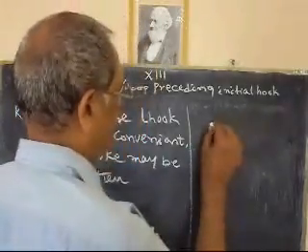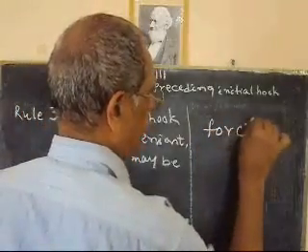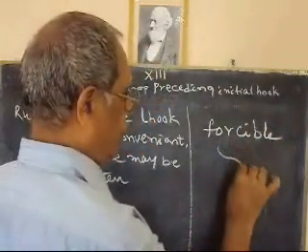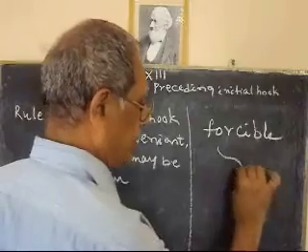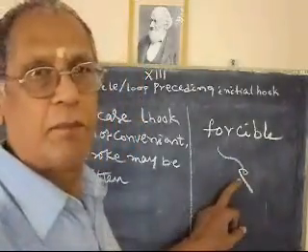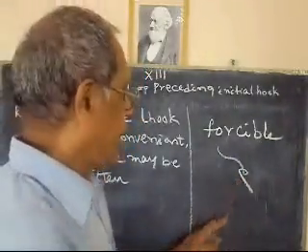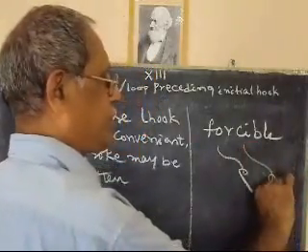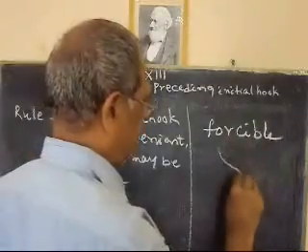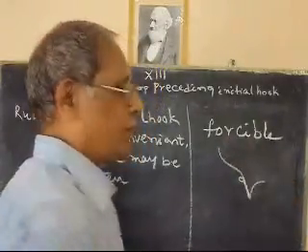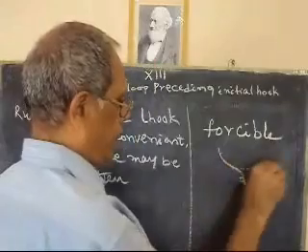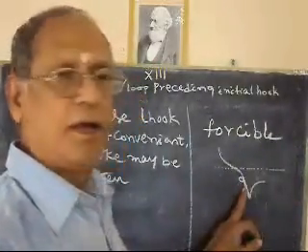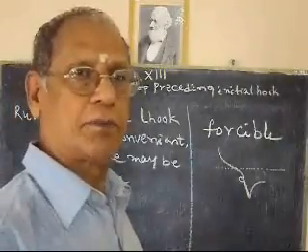For example, forcible. You will have to write like this. But this is inconvenient because we will have to write like this and then like this. So in such cases, you write the stroke L. Bell. B-L. Forcible.